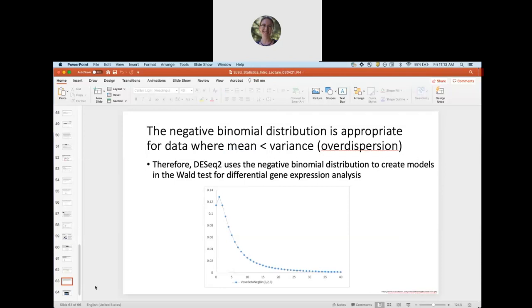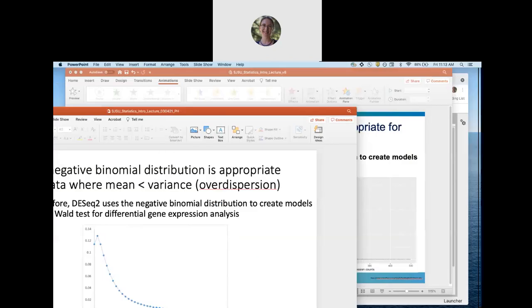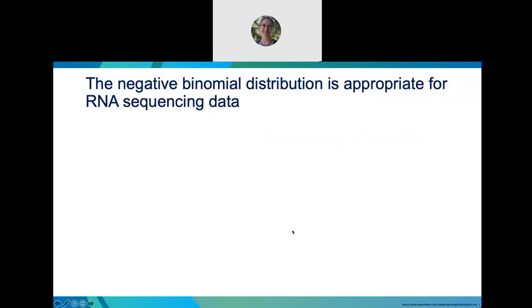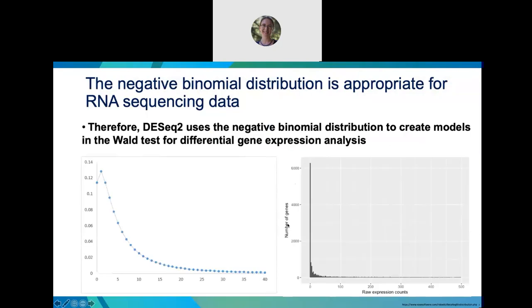So you can imagine the mean for this distribution here is going to be somewhere way back here, closer to zero, whereas the variance is all over the place because of this long right-hand tail. So the negative binomial distribution is specifically the most appropriate distribution for RNA sequencing data due to this idiosyncrasy that there's this long right-hand unbounded tail in the distribution. So great point, Felix. Thank you.